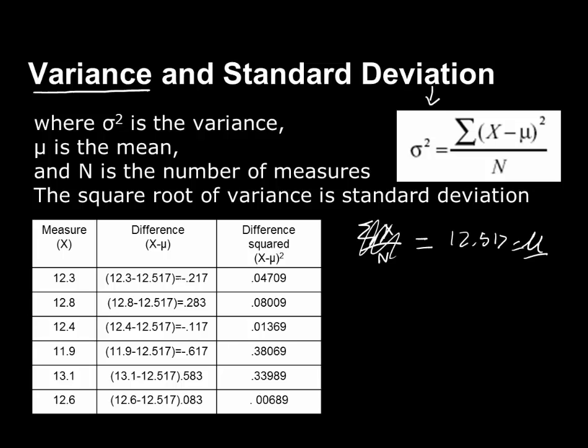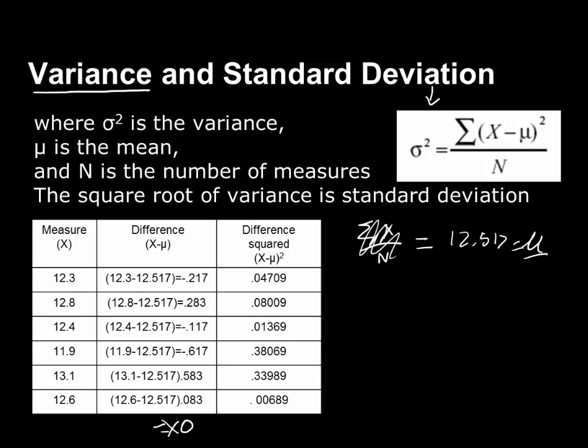That's all this tells us. This one tells us that our measurement is 0.217 units below our value. This one's 0.283 units above our average value. 0.117 units below, 0.617 units below, 0.583 units above, 0.083 units above. But because the mean is right in the middle of all the values, these are all going to sum up to 0, which doesn't help us tell how far apart they are at all.